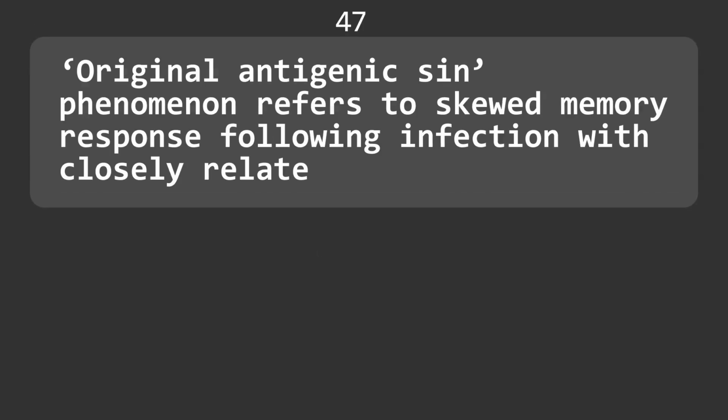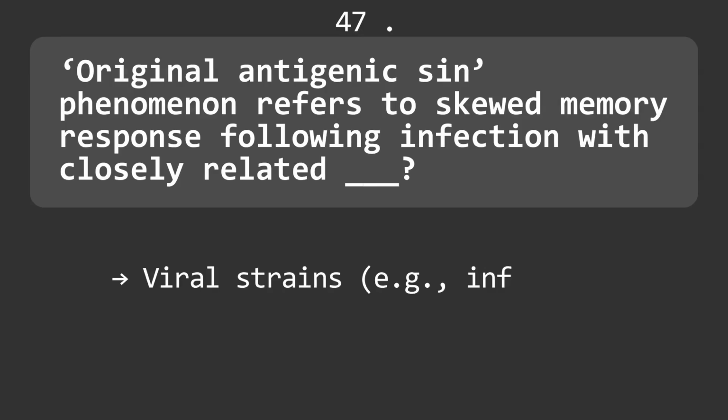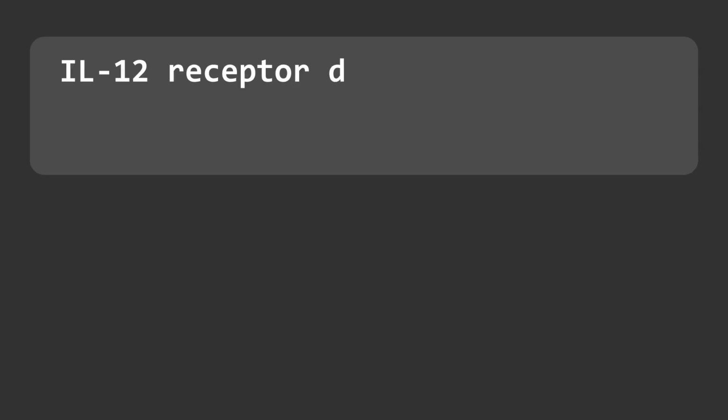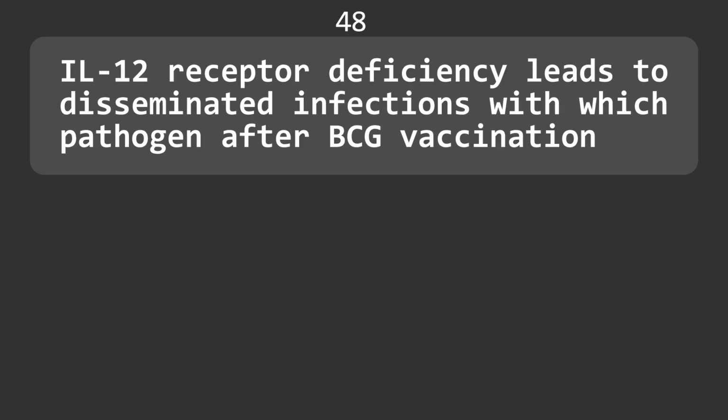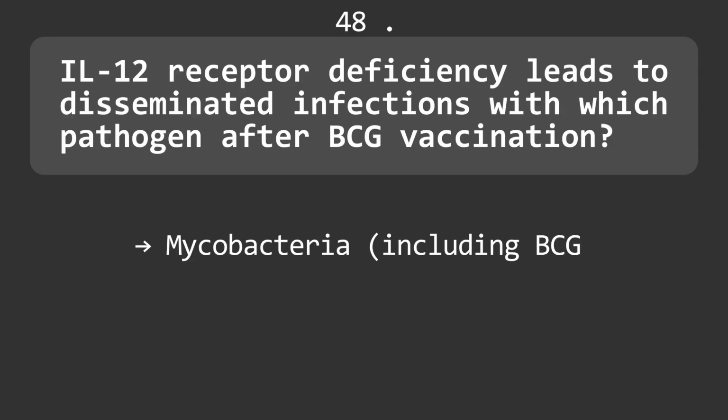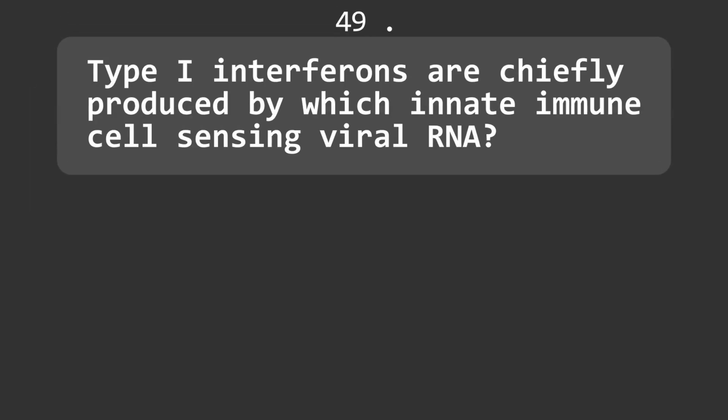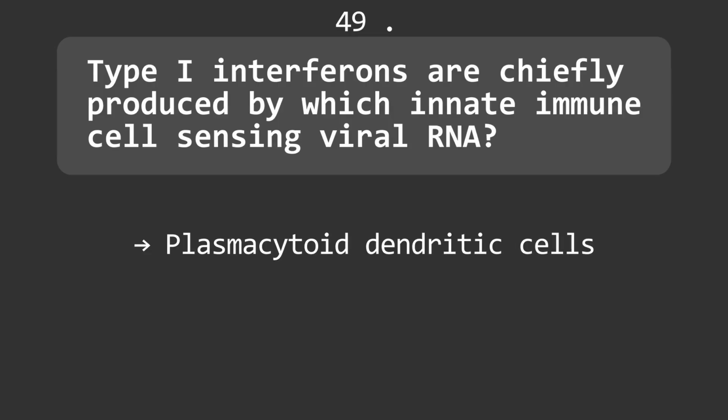Original antigenic sin phenomenon refers to skewed memory response following infection with closely related viral strains, for example influenza. IL-12 receptor deficiency leads to disseminated infections with which pathogen after BCG vaccination? Mycobacteria, including BCG. Type 1 interferons are chiefly produced by which innate immune cell sensing viral RNA? Plasmacytoid dendritic cells.